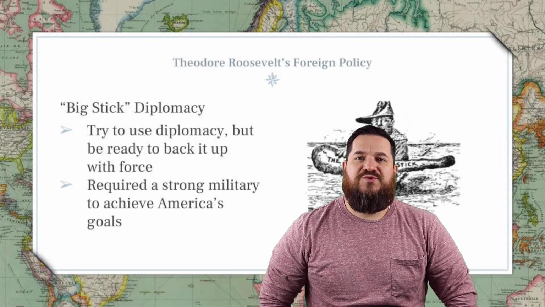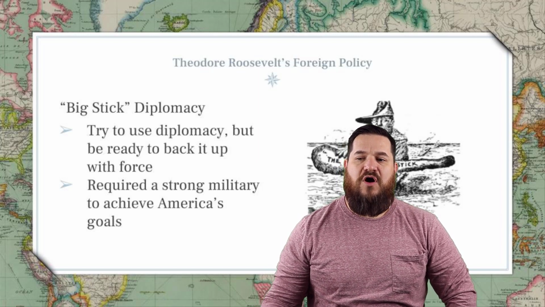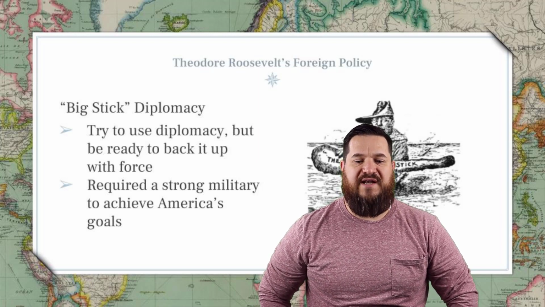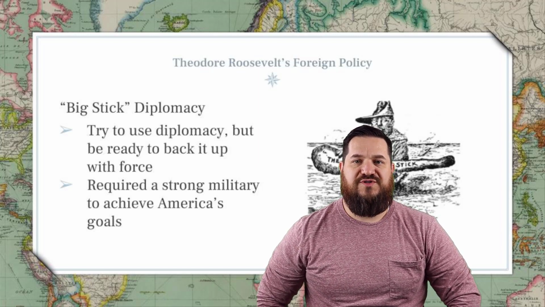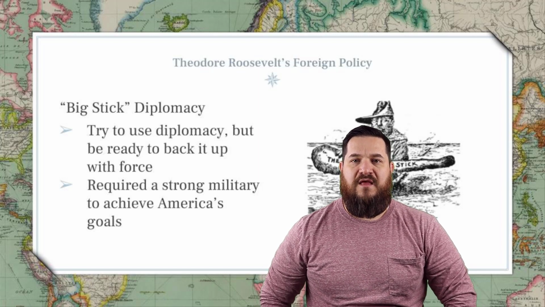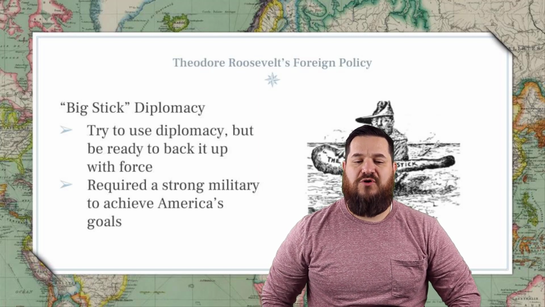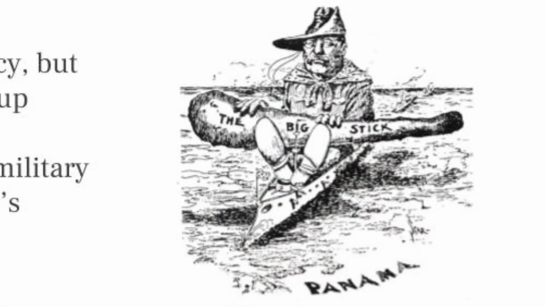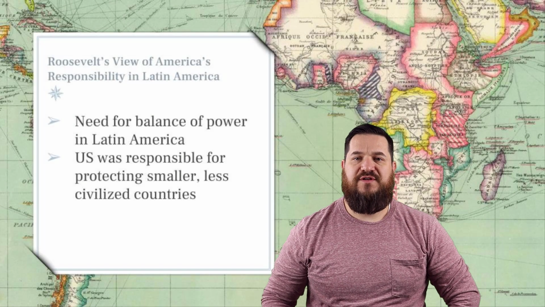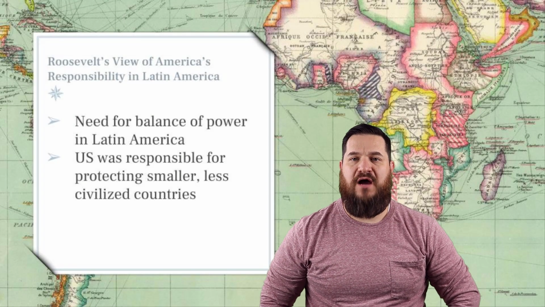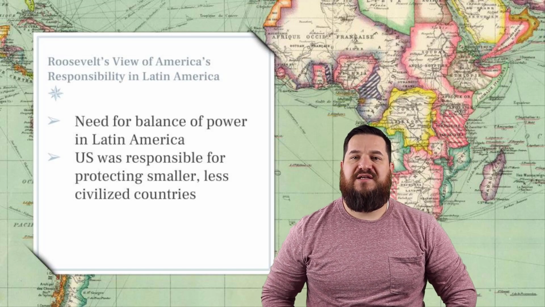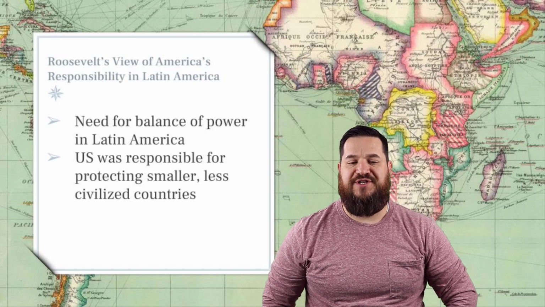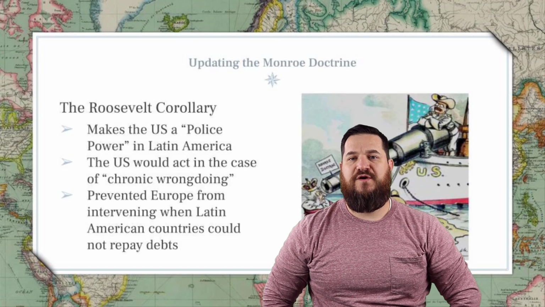Roosevelt tried to use words whenever possible and talk his way into getting what he wanted for the United States. But he was always ready to back up what he was saying with some sort of force if necessary. This required the United States to have an incredibly strong military in order to achieve its goals. For Roosevelt, the big stick was the U.S. Navy. Roosevelt saw a need for some sort of balance of power in Latin America. He saw the United States' responsibility for protecting smaller and less civilized countries in the region. This is where we get the Roosevelt Corollary.